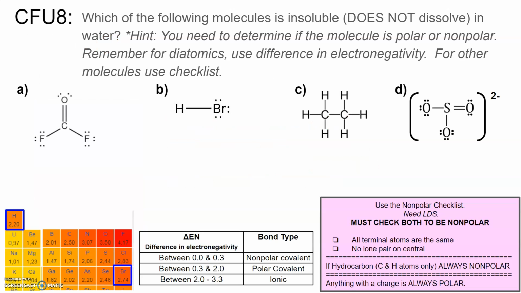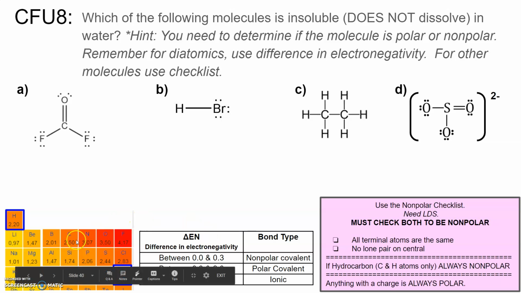All right, now we're going to try this CFU. Which of the following molecules is insoluble in water? Now, hint, what you're going to need to do is do the stuff that you learned in part 2. So you first need to determine if the molecule is polar or nonpolar. Now, remember, if you're dealing with a diatomic, a molecule with just 2 atoms, you're using the electronegativities and their differences in electronegativities to figure that out.